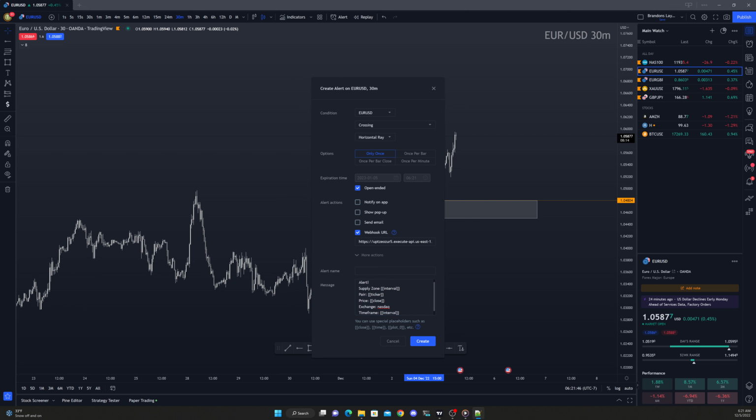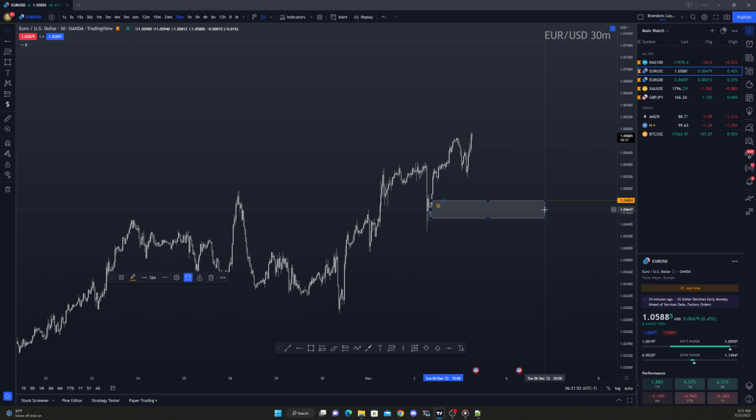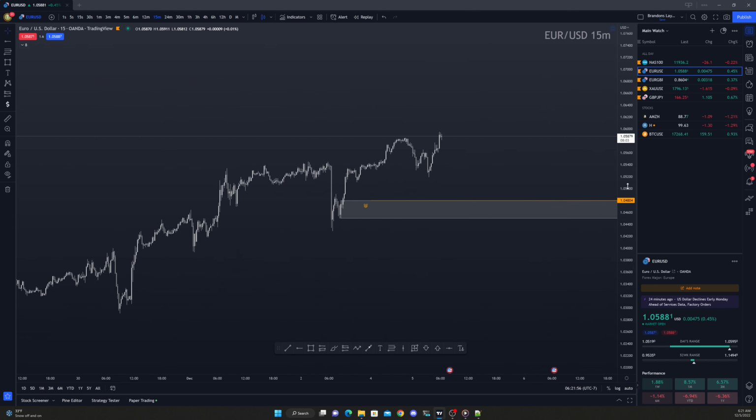Let's go ahead and do a demand zone here. Boom. Let's create that. This is a 30-minute demand zone. Let's see if it gets down there. I mean, we can go even further down.